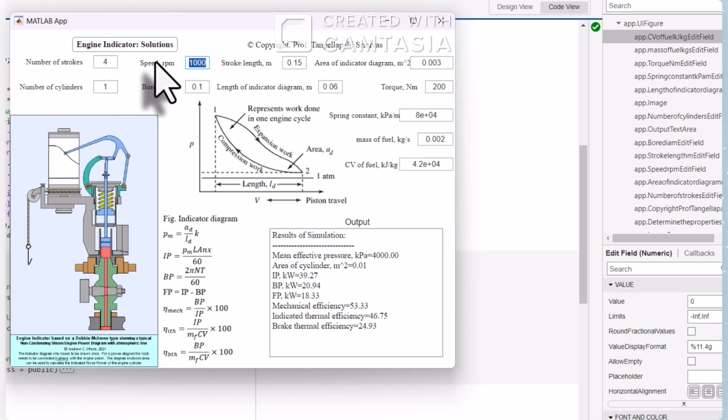Let us say instead of 1000 RPM, if you are giving 1200 RPM, you can see here how the results are changing. Similarly, if the indicator diagram area is 0.004, you can see how the results change slightly. All these dimensions we can change, the length of the indicator diagram can be changed, torque can be altered. So this facility gives flexibility in the numerical solutions, and we can also simulate the effect of these conditions.